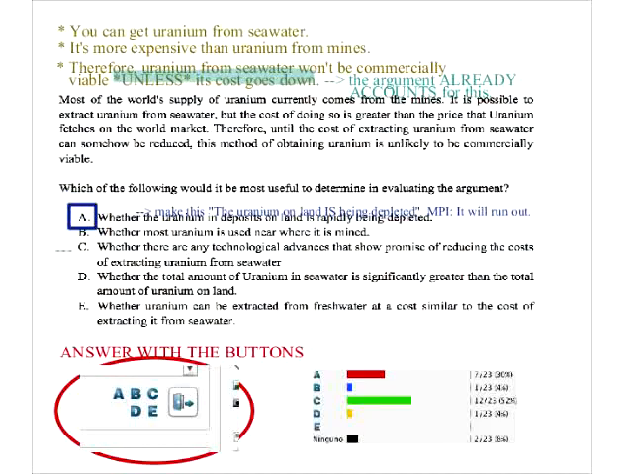So same thing here. If uranium becomes viable because the cost goes down, it doesn't matter. Like the argument says that can happen. So if it happens, it doesn't strengthen or weaken the argument. The argument says it can happen. So this kind of unless clause means you have to consider other stuff.